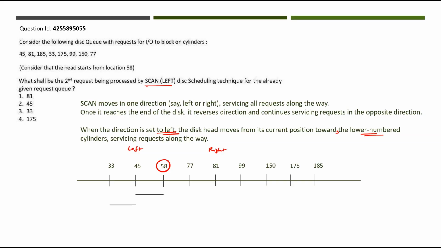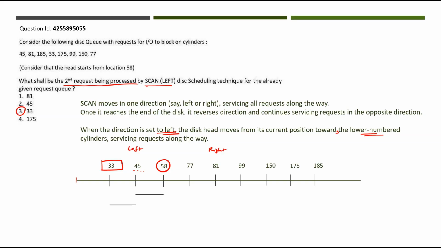What is the question here? Second request being processed by SCAN left. If 45 is the first request, what is the second request? 33 will be the second request. Option number 3, 33, will be the right answer. So after finishing 33, once it reaches the end of the disk, meaning it will come to this particular end, it reverses direction and continues servicing requests in the opposite direction. So we are not getting into the detailed SCAN algorithm now.